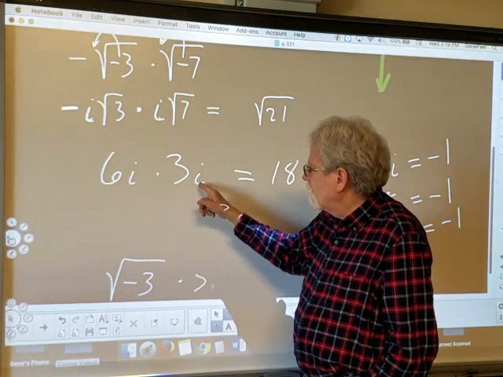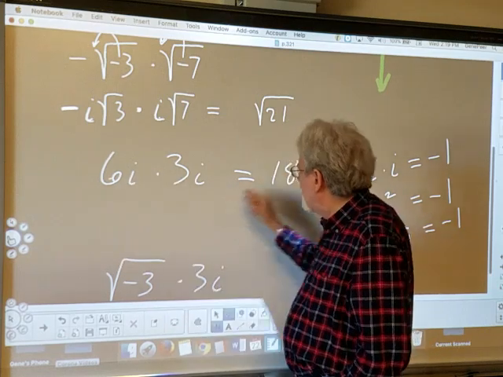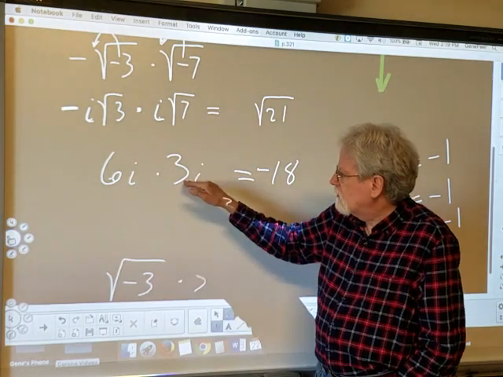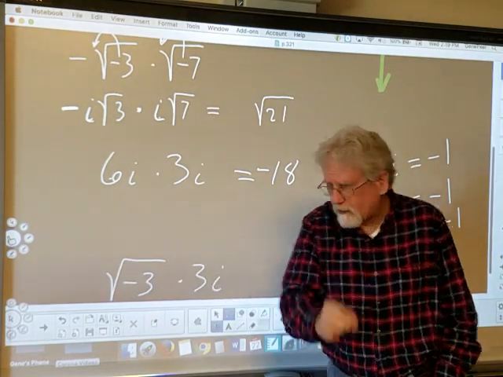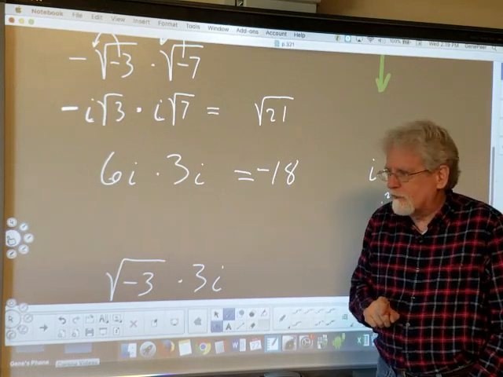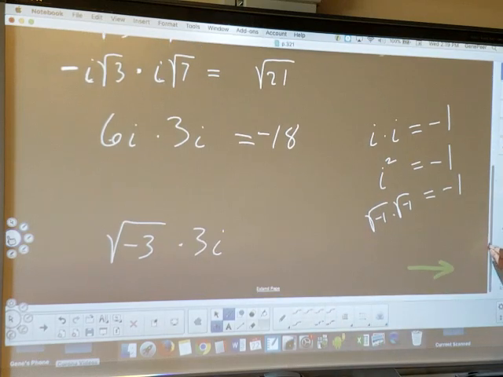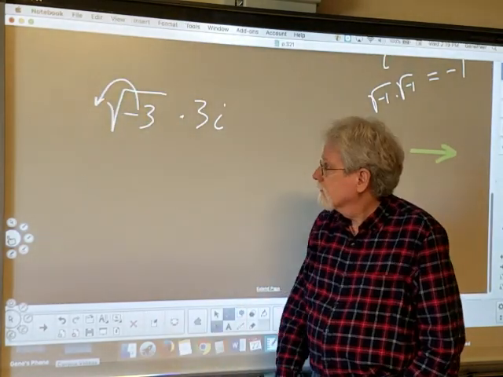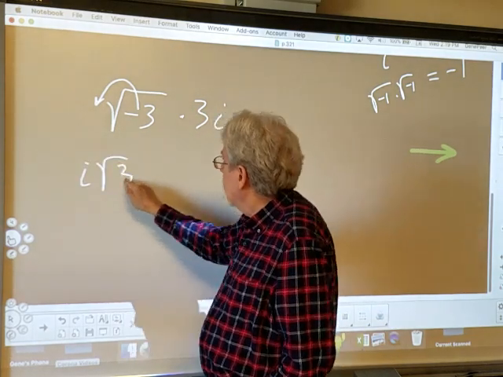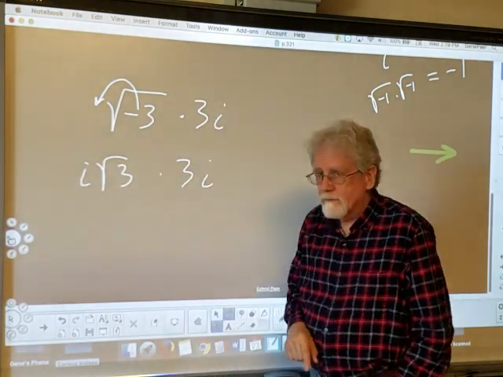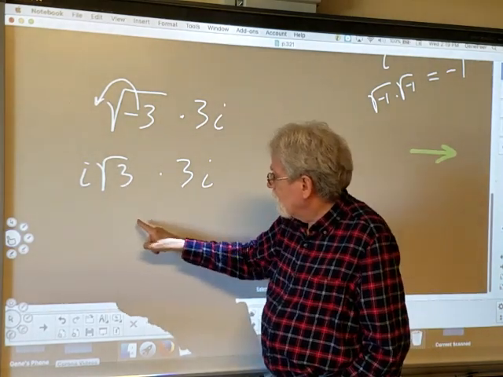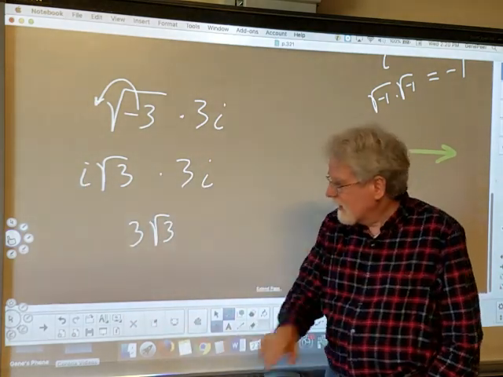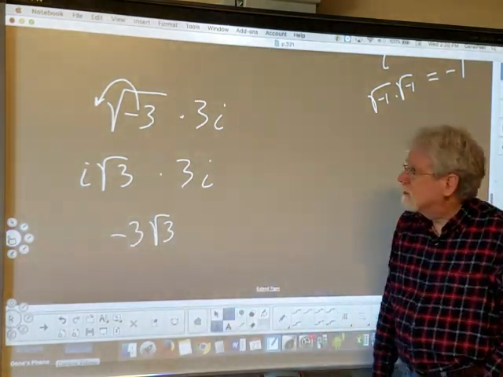So i times i is negative 1. That means we have 18 times negative 1, so our final result is negative 18. We take a positive number times a positive number, and because we're working with imaginaries, we get a negative answer. How bizarre is that? In this example, pop its i out first. i square root of 3 times 3i. Well, put your 3 and your square root of 3 together. That's 3 square root of 3. But then i times i is negative 1. That makes the whole thing turn negative. Done.